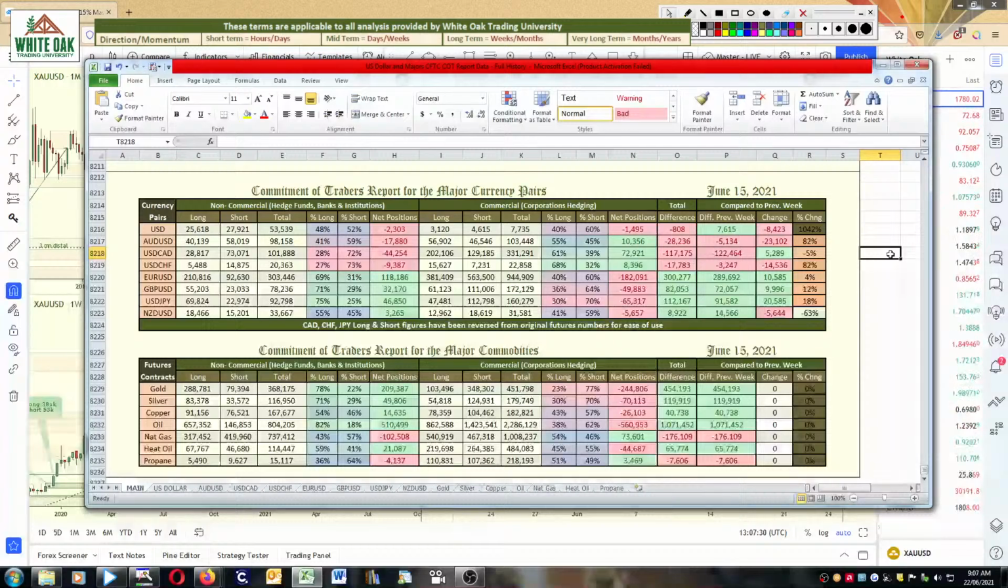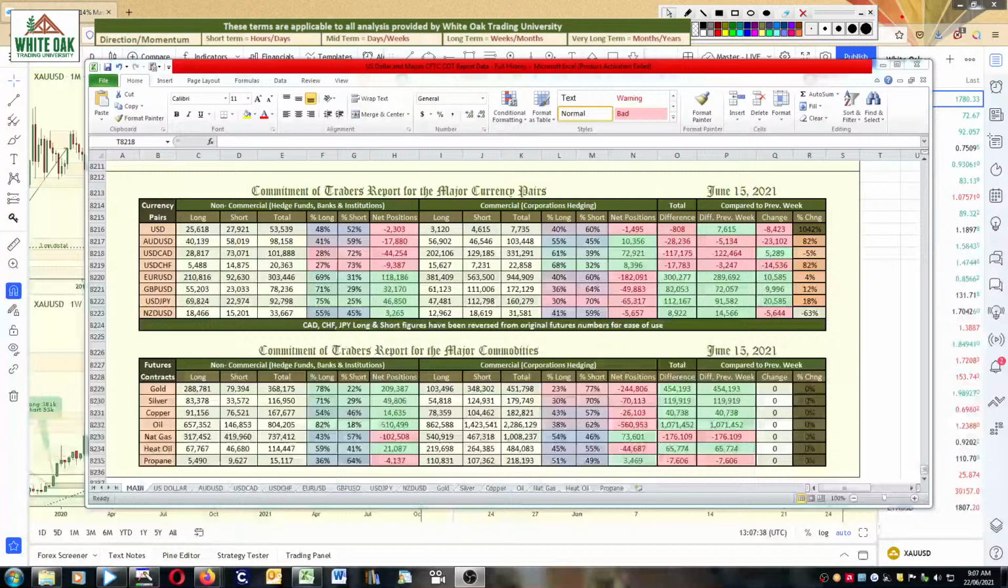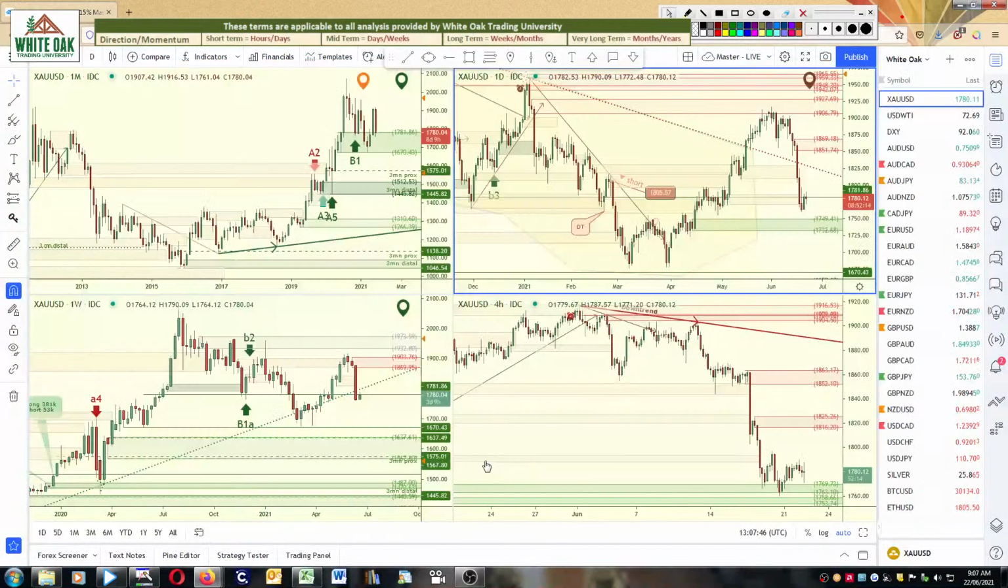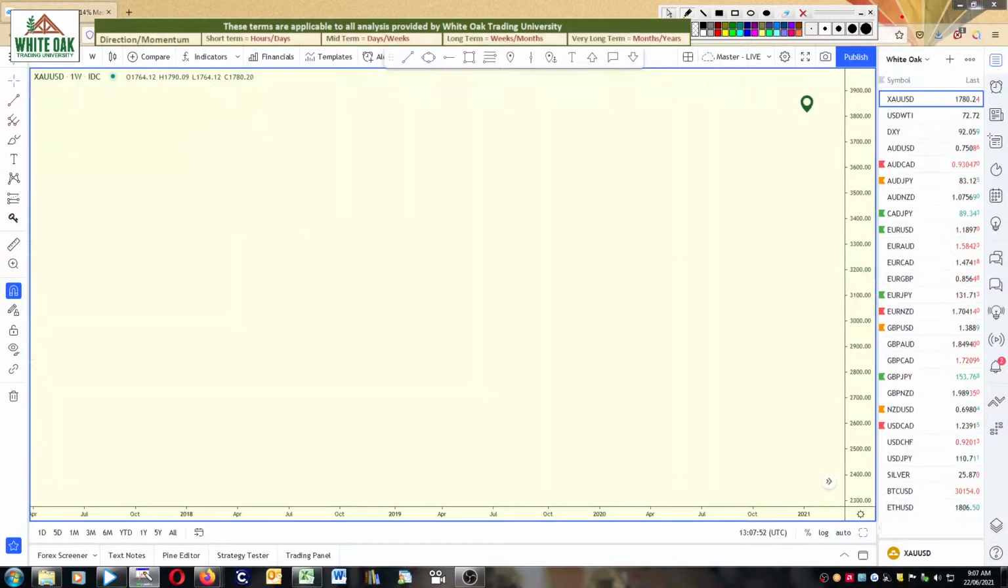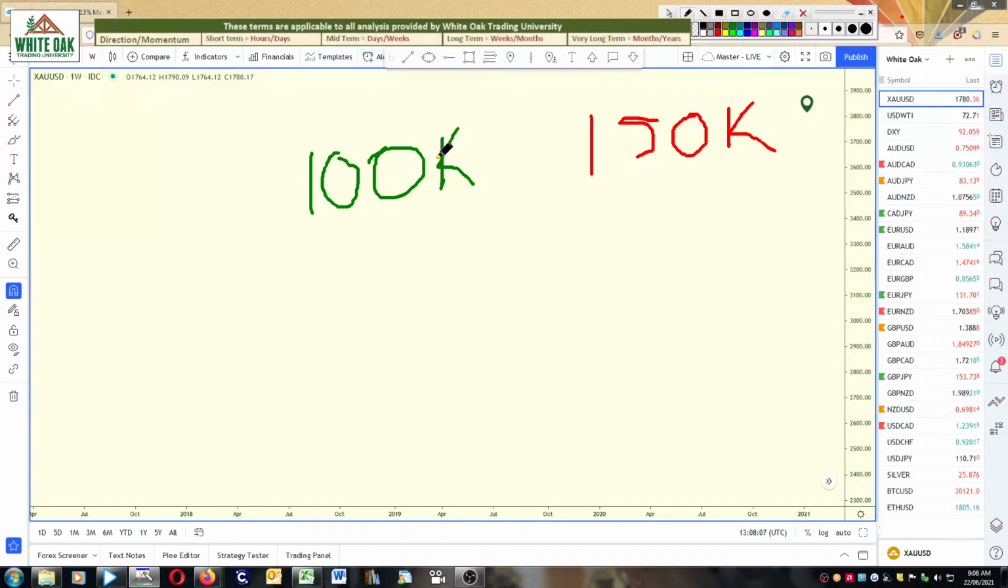Now, here's the important thing that you're going to want to remember. Let's say the banks were ready to take price, let's say they were ready to take the euro a lot higher. So if they had, let's say, 100,000 long positions and they had 150,000 short positions. Okay? Let's just say that's what they had. This is long, and these are shorts.